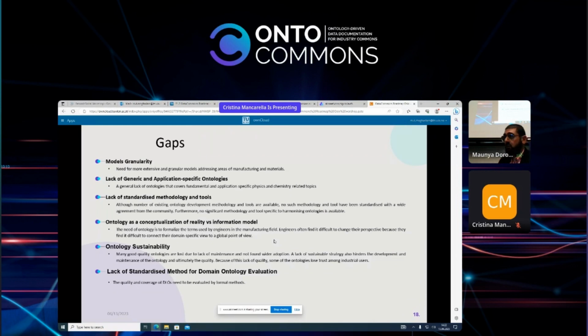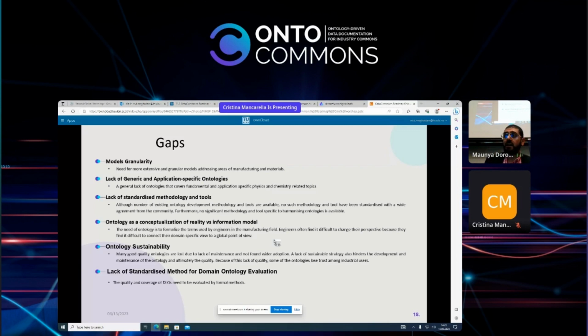From the ontology and domain perspective, one gap is the granularity aspect, the model's granularity of the ontology, especially when we talk about manufacturing and materials. Also, one of the gaps is the lack of generic and application-specific ontologies. So there is this hierarchy of ontologies: how we move from generic to application, and how to separate the public and the private ontologies, which are specific to local needs. There is also the lack of standardized methodology and tools. This is also one of the gaps that we identified, and many industrials are highlighting this. Which methodology do I have to use, which tools; all of this is identified.